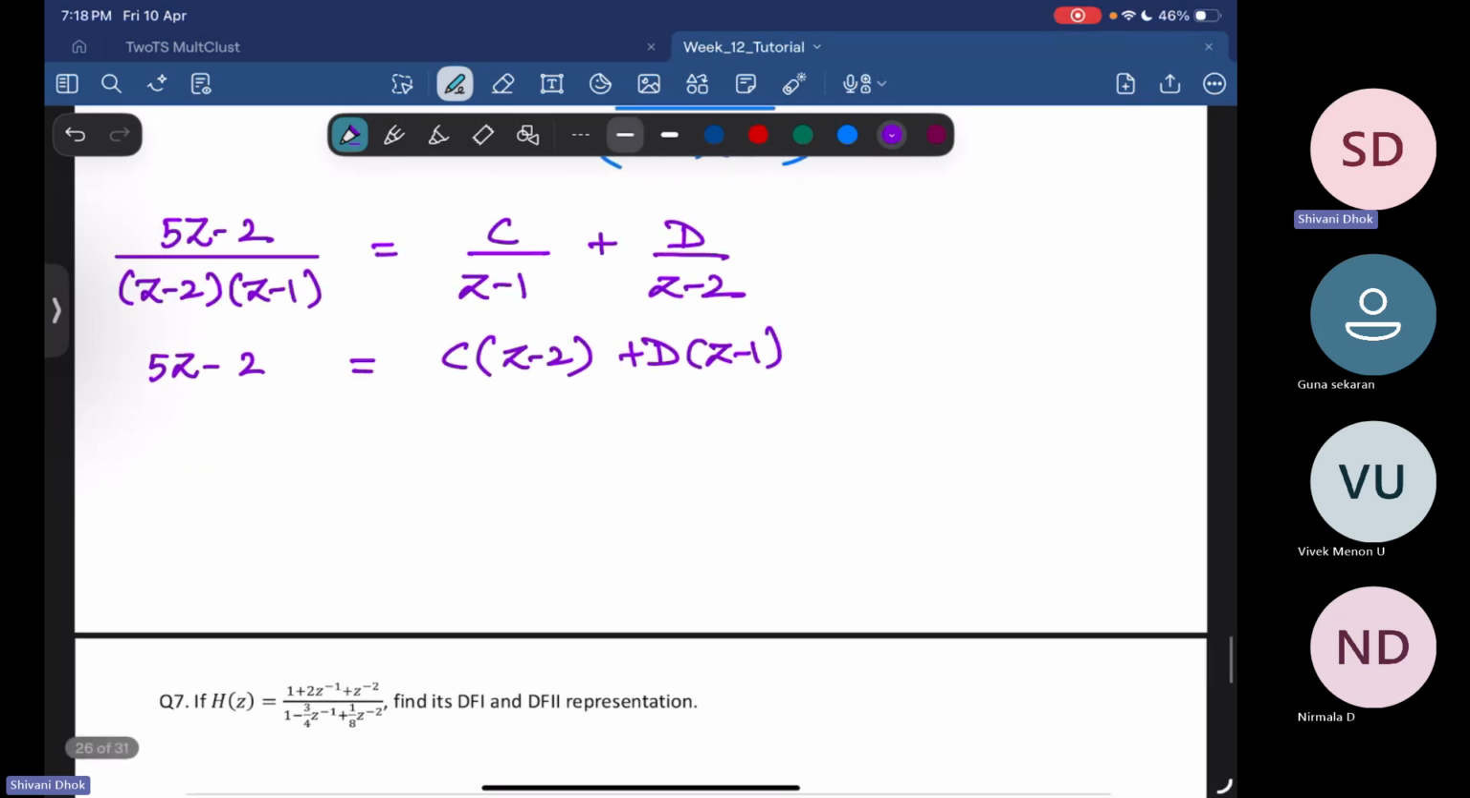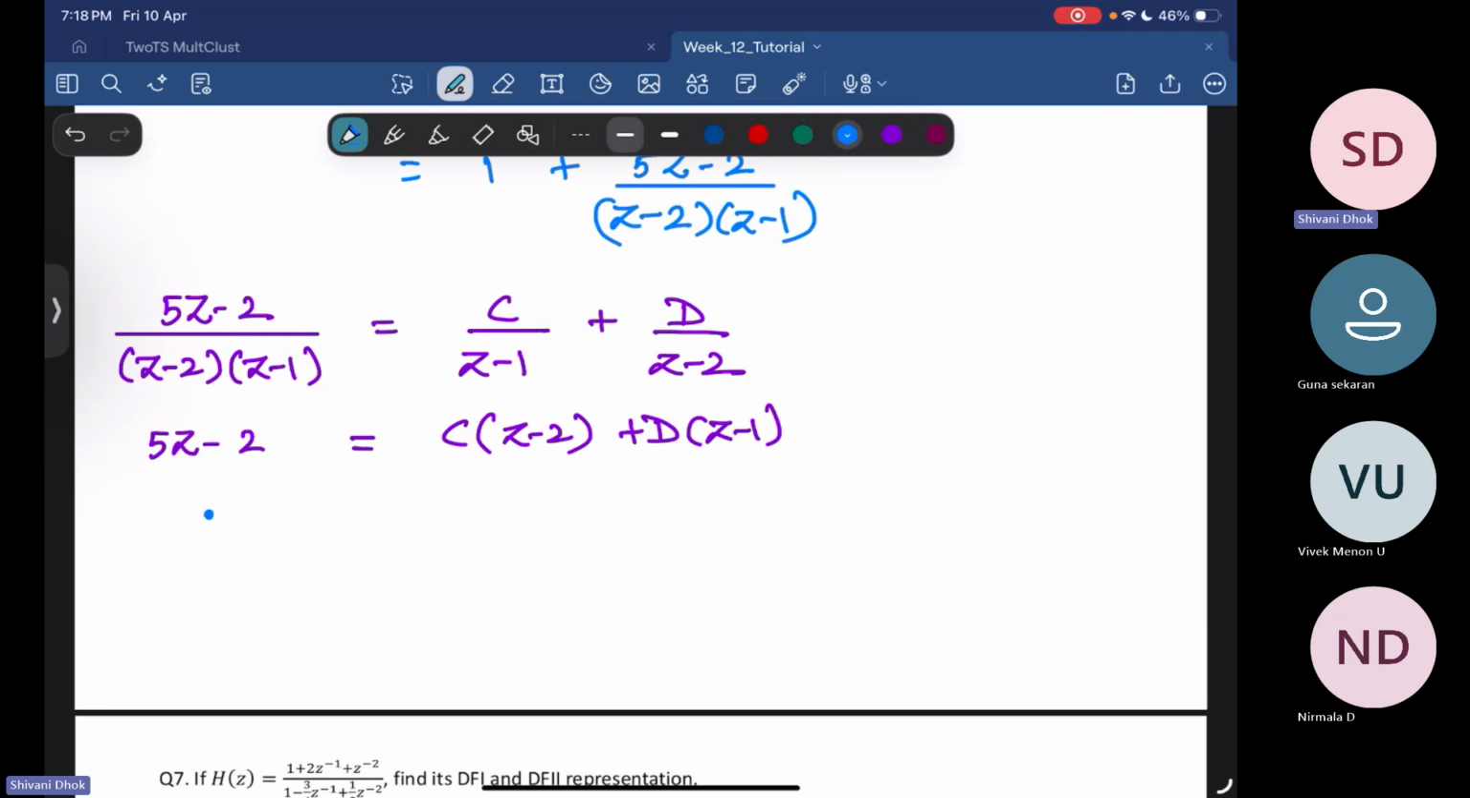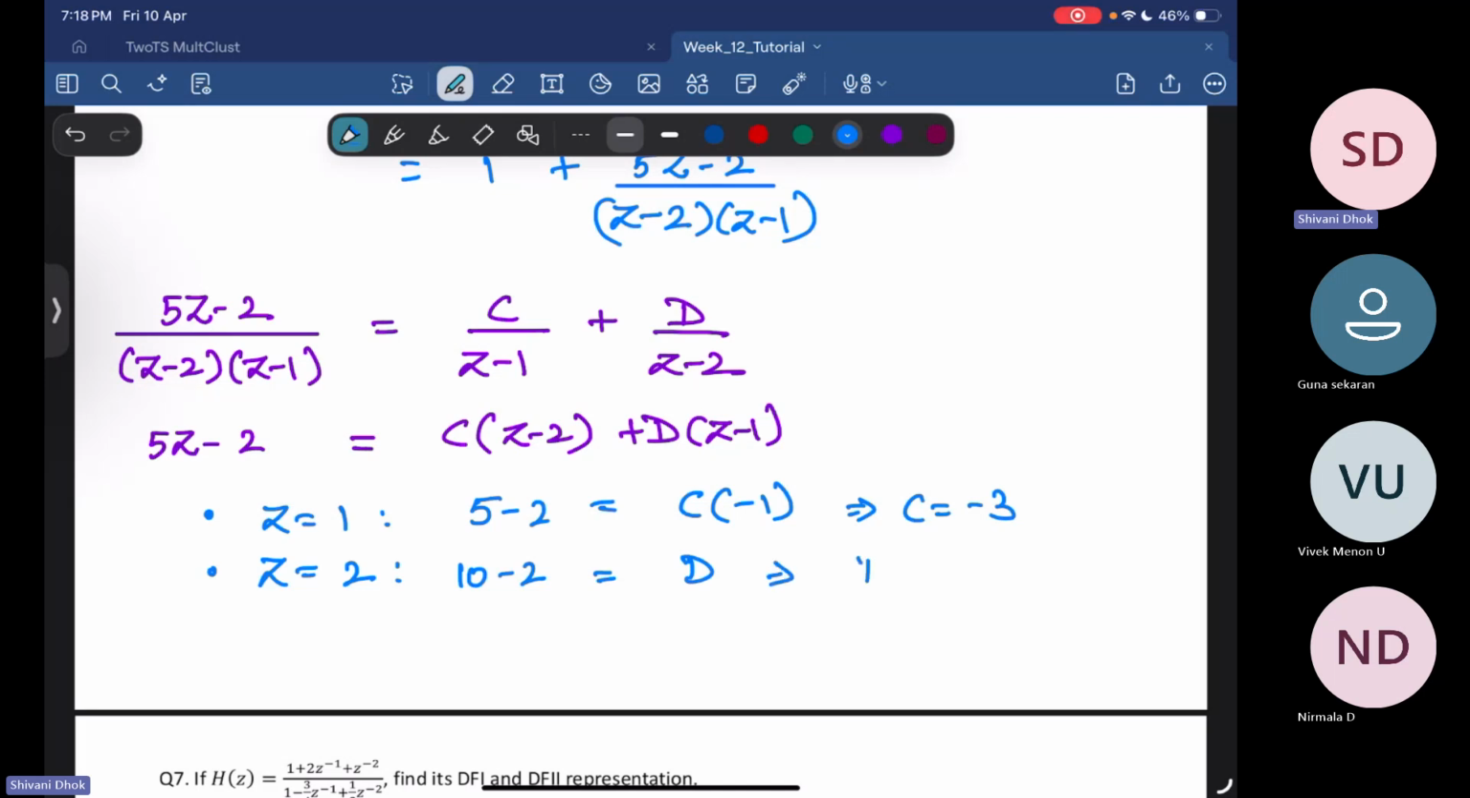Okay, so now first thing, z is equal to 1. That will give me 5 minus 2, which is equal to c times minus 1. So 5 minus 2 is 3, which implies c comes out to be equal to minus 3. And when you have z is equal to 2, you get 5 into 2, 10 minus 2, which is equal to c into 0 plus d into 1, which implies that here d is equal to 8.